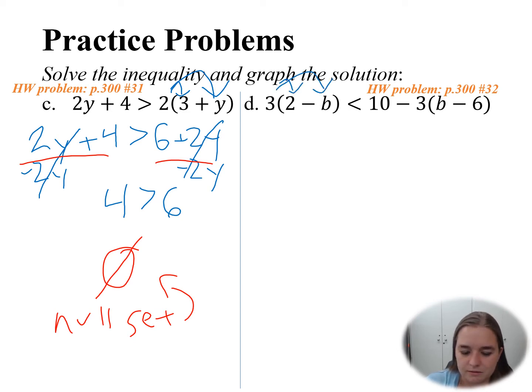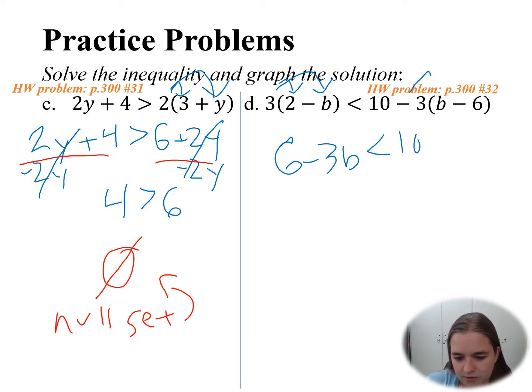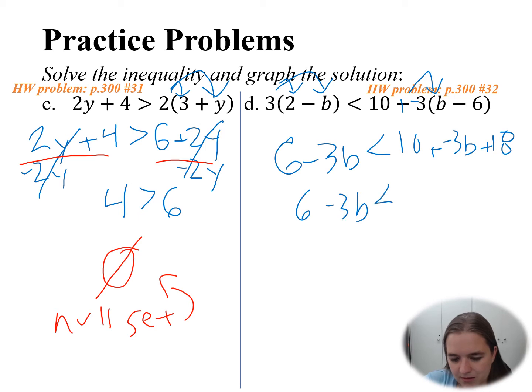I'm going to distribute to get rid of my parentheses, and I get 6 minus 3b is less than 10. Well, I've got to distribute again. This is really that negative 3, so I get plus a negative 3b, and then minus a negative, plus 18, when I multiply. Now I want to get my b's on the same side, so I'm going to add 3b to both. Oh, I should probably simplify first. I'll simplify my right-hand side of the inequality first, and I get a 10 and an 18, so I have 6 minus 3b is less than 28 minus 3b, or plus a negative 3b.